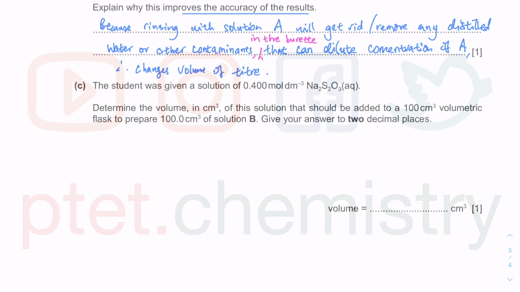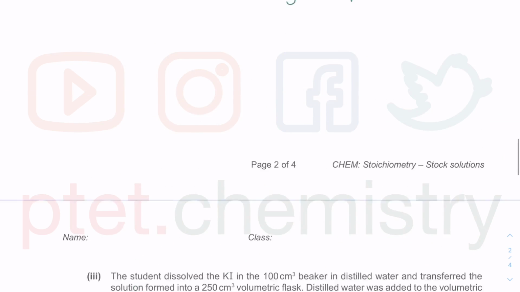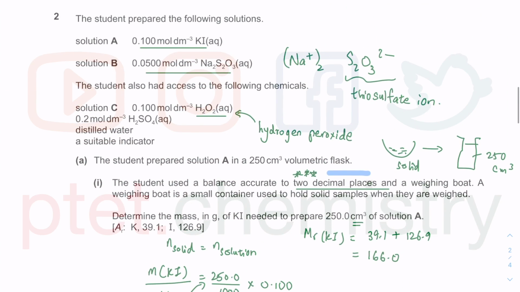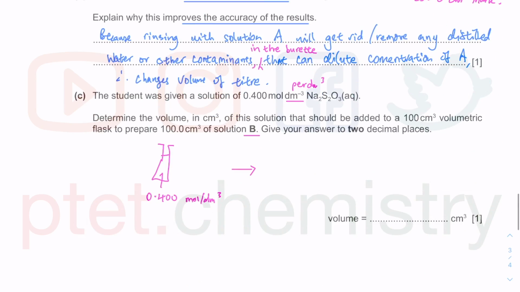Finally, this is about dilution here. So what we have is we are given 0.400 mole per dm cube. So the dm⁻³ there means per dm cube. And what do I want? I want to prepare solution B. What was solution B? Let's read again. Solution B was 0.0500. So I want 0.0500 mole per dm cube.